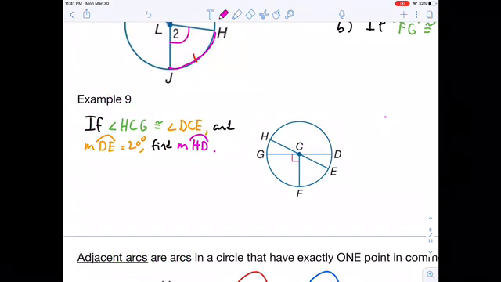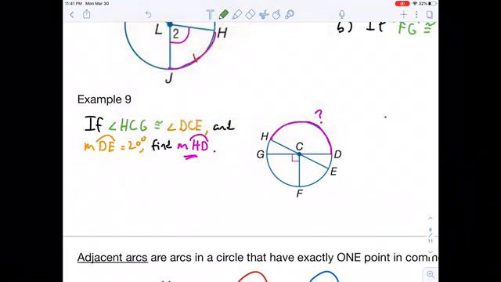Okay, moving on to example 9. Example 9 deals with congruent arcs of a circle. The theorem and its converse state that if two central angles of a circle are congruent, their arcs are congruent. And conversely, if two arcs of a circle are congruent, then their central angles are congruent. In example 9, they want us to find the measure of arc HD, this purple one. Put a question mark there.